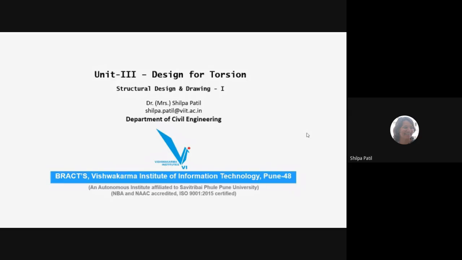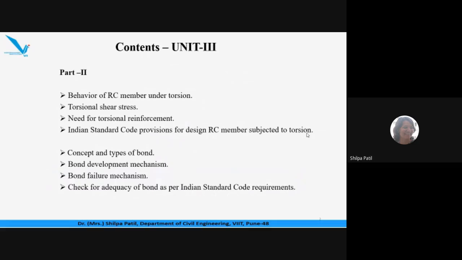As discussed yesterday, we have completed the design of continuous beam, that is the second unit. And now we will start with the next point from third unit, that is design for shear, design for torsion. Design for shear, the A part from third unit, we have already completed earlier. Let us come to the part 2 of unit 3, in which there are again two points.